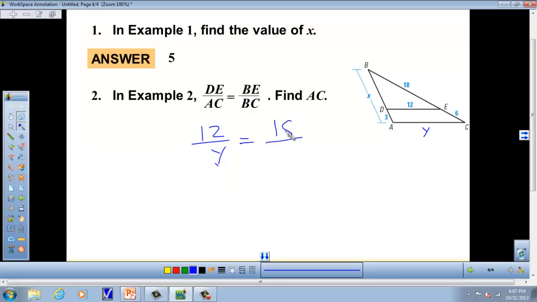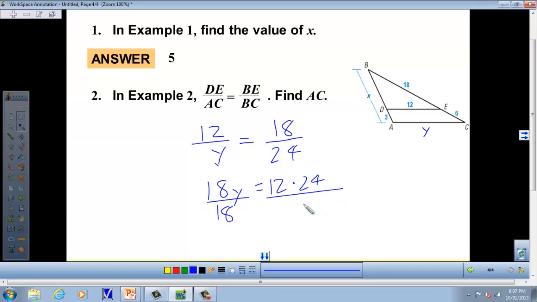BE is 18. BC is the whole thing. That's 24. Okay. So we've got 18y is equal to 12 times 24. Divide both sides by 18. And y is equal to, let's do this again. So both of these are divisible by 3 for sure. Actually by 6. Divide this by 6, I get 2. Divide this by 6, I get 3. And then these are both divisible by 3, so I would get 8 here and 1 here. And there's my 16. Okay?